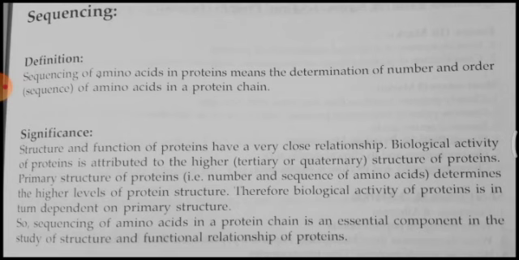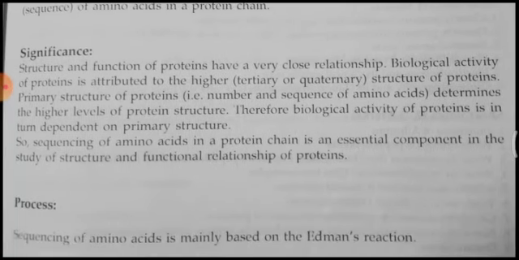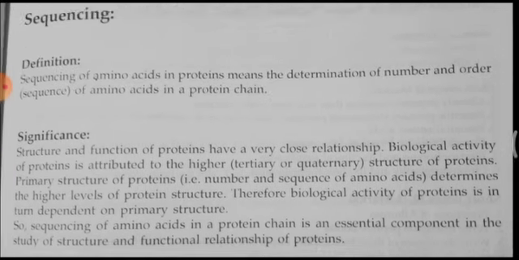So the primary structure, which talks about the number and sequence of amino acids, we are able to identify by this sequencing technique. Sequencing of amino acids in a protein chain is an essential component in the study of the structure and functional relationship of proteins. So how many amino acids are there, and which is the first, second and subsequent amino acids, we can easily identify. The primary structure of a protein is determined by this technique. The process of sequencing amino acids is mainly based on the Edman reaction. So the Edman reaction is one of the techniques used for the sequencing of proteins.